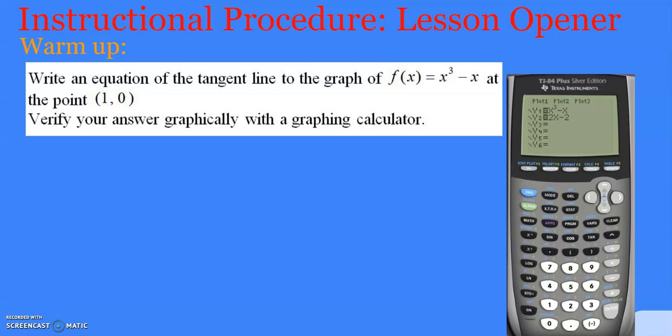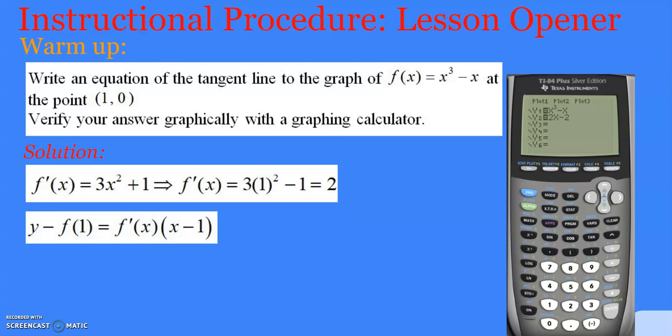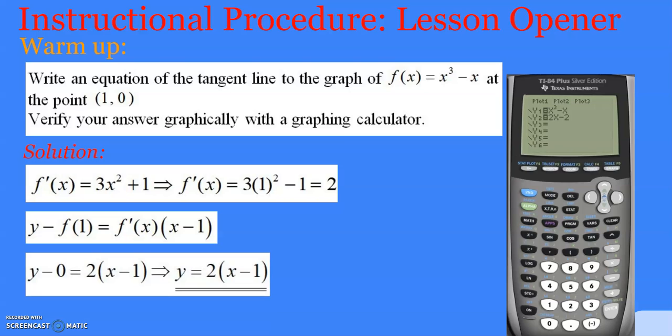Our strategy for this problem is to find the derivative of the function and evaluate the derivative at 1, the x value, and that derivative then becomes the slope of the tangent line. With the slope and the point (1, 0), we write the equation of the tangent line. So step 1, we take the derivative and evaluate at 1. That gives us 2, so the slope of the tangent line will be 2. We write our equation in point-slope form and then simplify, and here is our result.